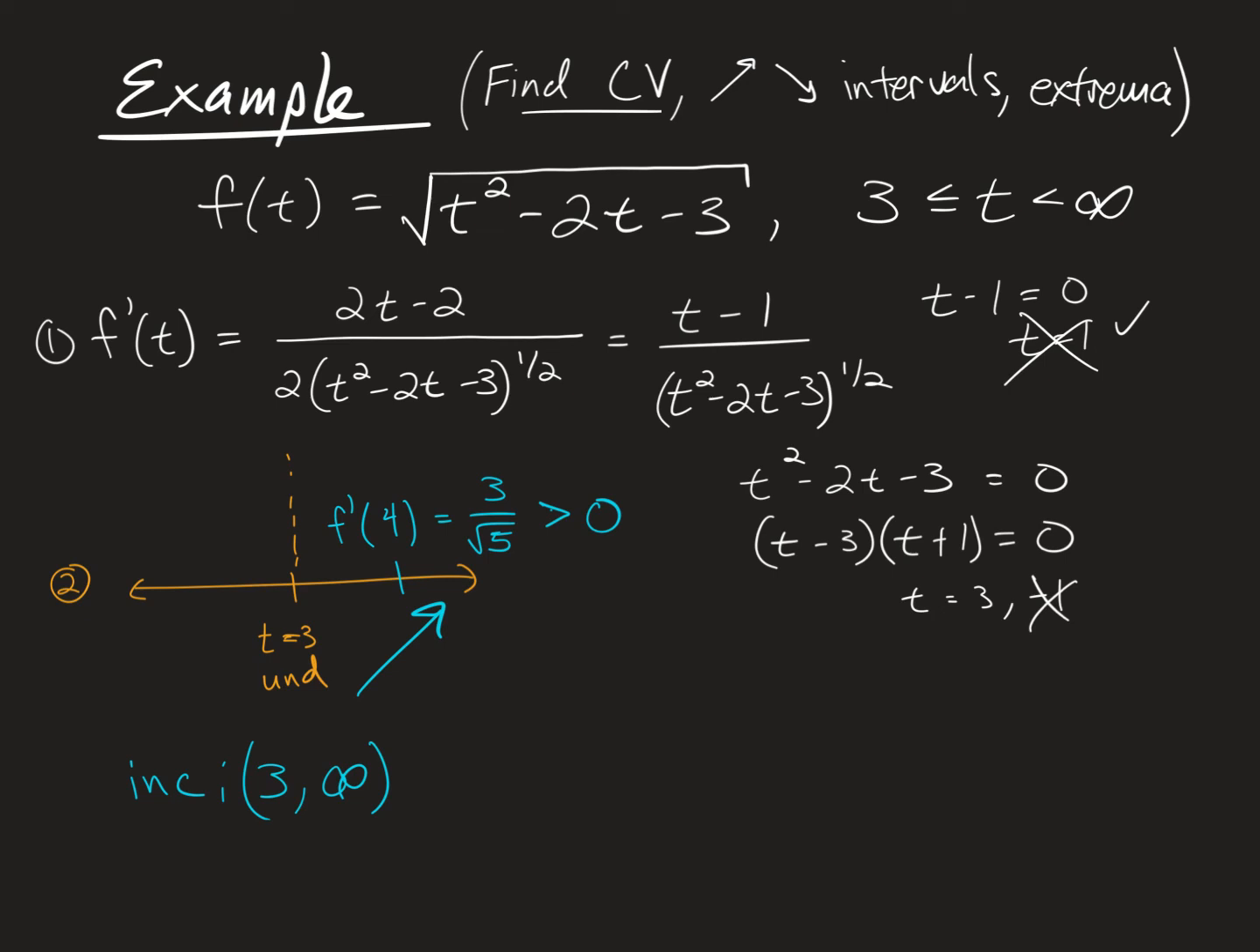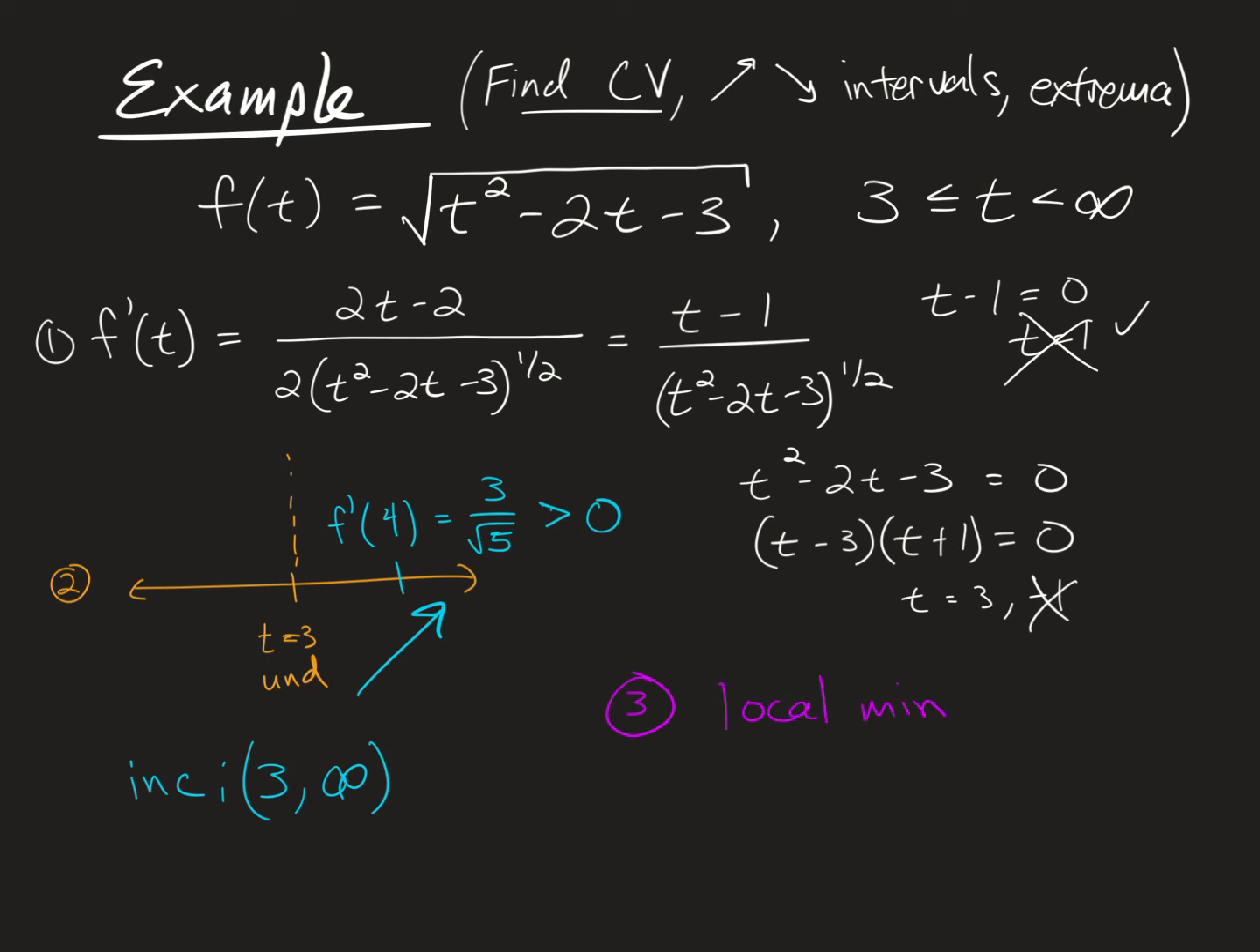Now we move on to the extrema. Is this critical value a max or a min? Well, it is going to be a min because if we start at t equals 3 and it goes up or increases forever to the right, this would be a minimum value. So we can say there is a local min.